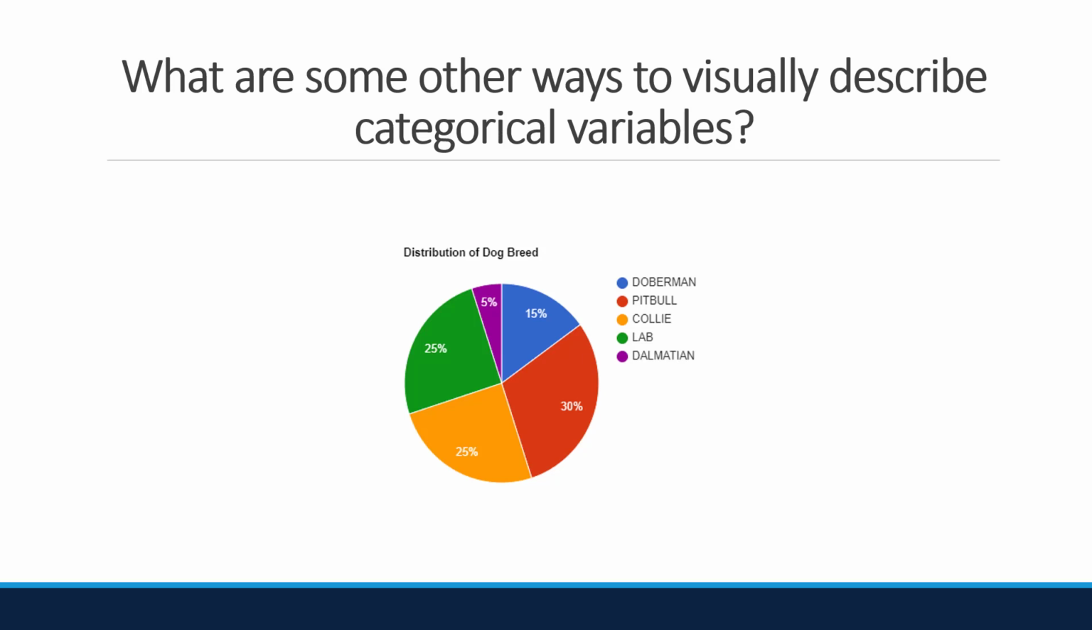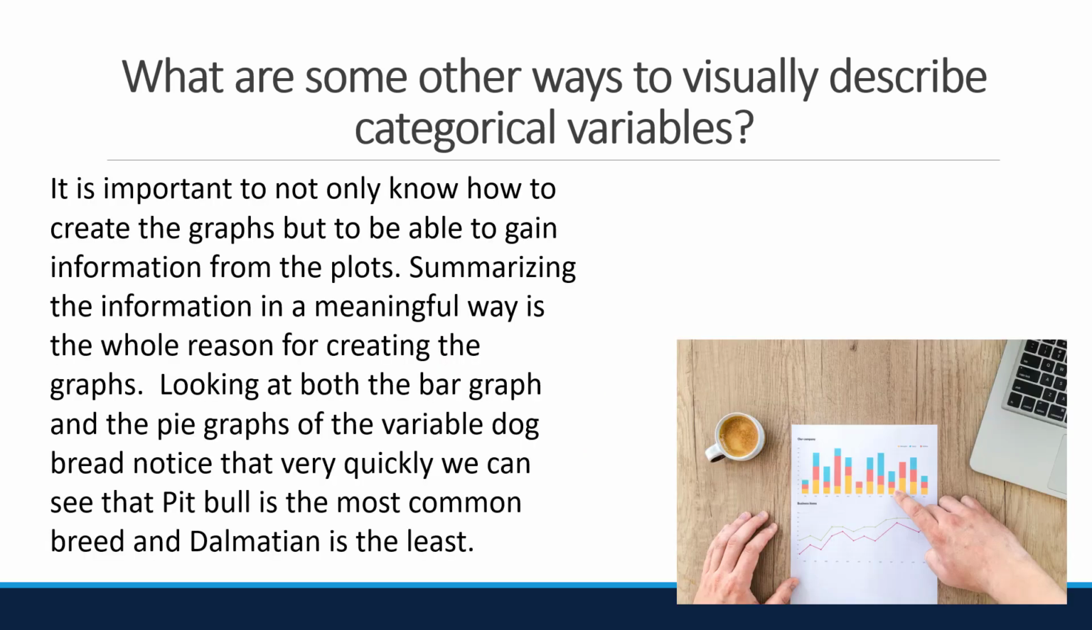It is important to not only know how to create graphs, but to be able to gain information from the plots. Summarizing the information in a meaningful way is the whole reason for creating the graphs. Looking at both the bar graph and the pie graph of the variable dog breed, notice that very quickly we can see that Pit Bull is the most common breed and Dalmatian is the least. This concludes the Module 5.2 notes.